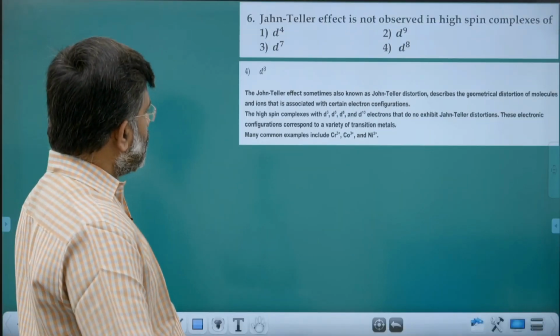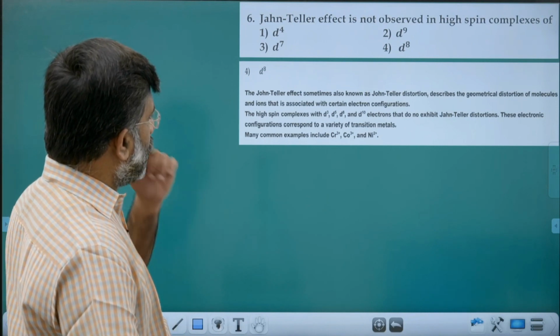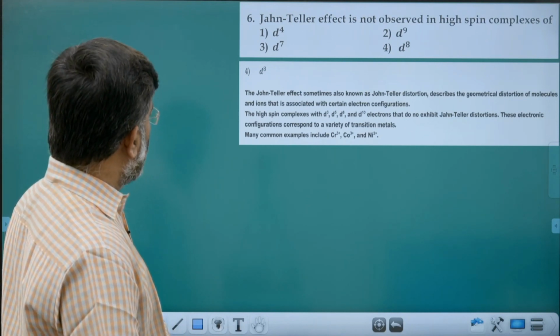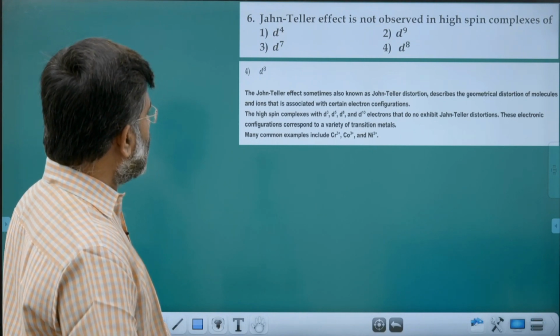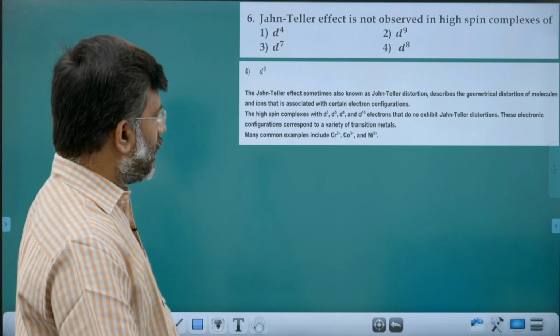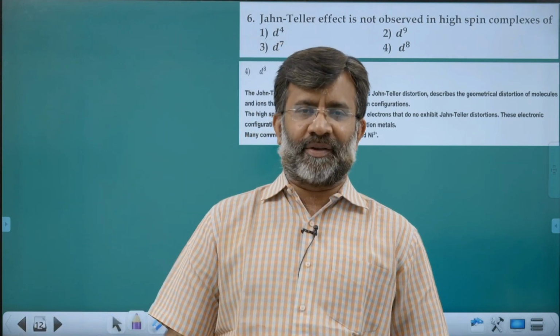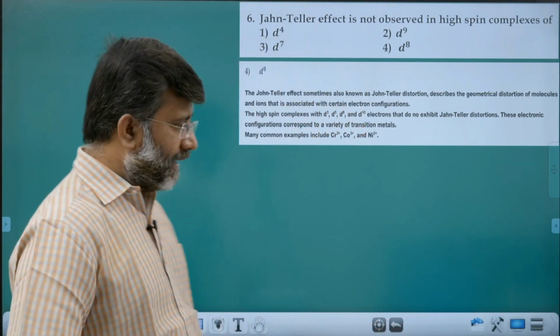Jahn-Teller effect, sometimes also known as Jahn-Teller distortion, describes the geometrical distortion of molecules or ions that is associated with a certain electronic configuration. What is that certain electronic configuration? Unsymmetric electronic configuration. Already we have seen. Next question.